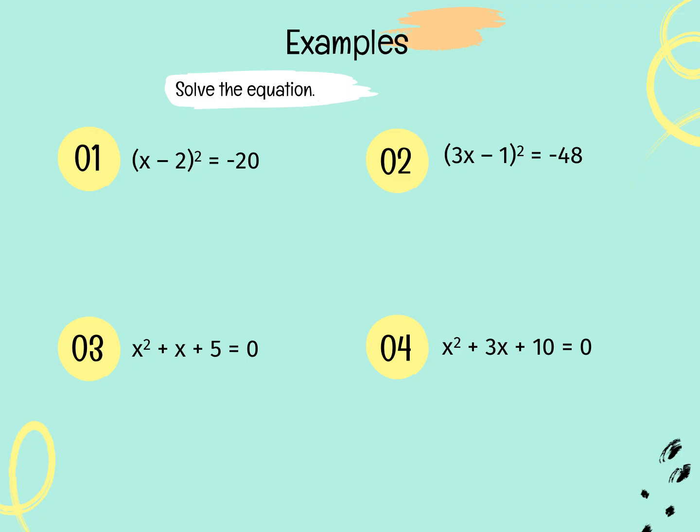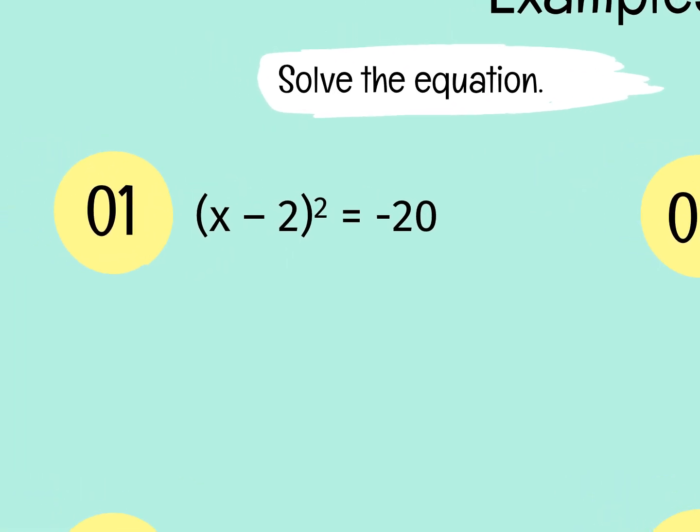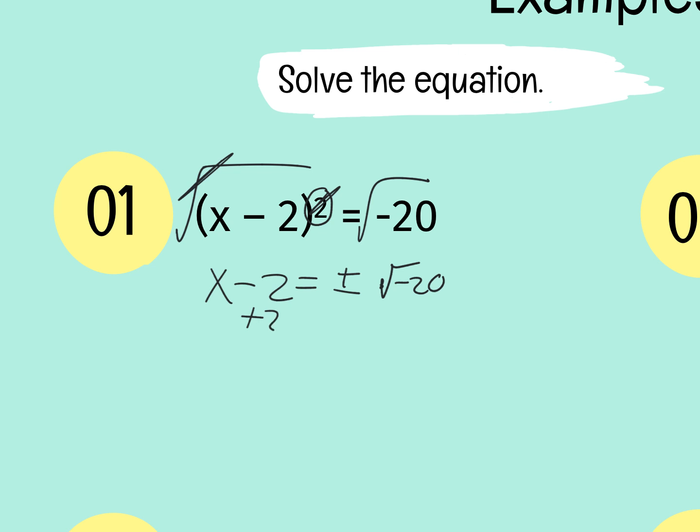All right, so we'll start with this first one. Something like (x − 2)² = −20. I see something squared, so I can get rid of that square. I taught you to square root both sides, and then that square root and the square cancel out. So you end up with x − 2 = ± the square root of −20. Then I can solve for x as normal. Add 2 on both sides, and we get x = 2 ± the square root of −20.